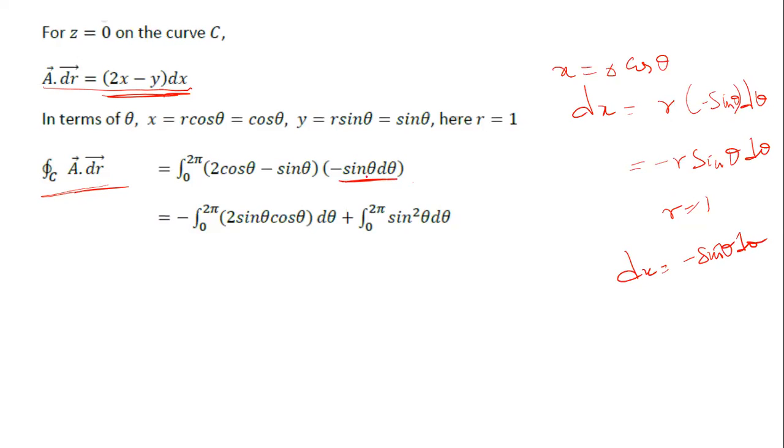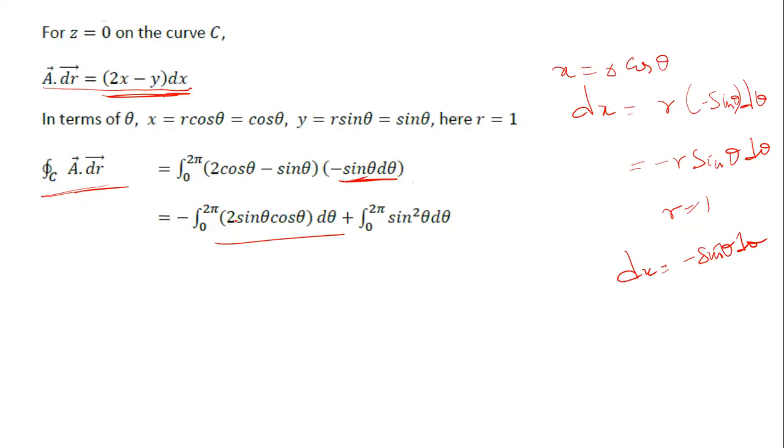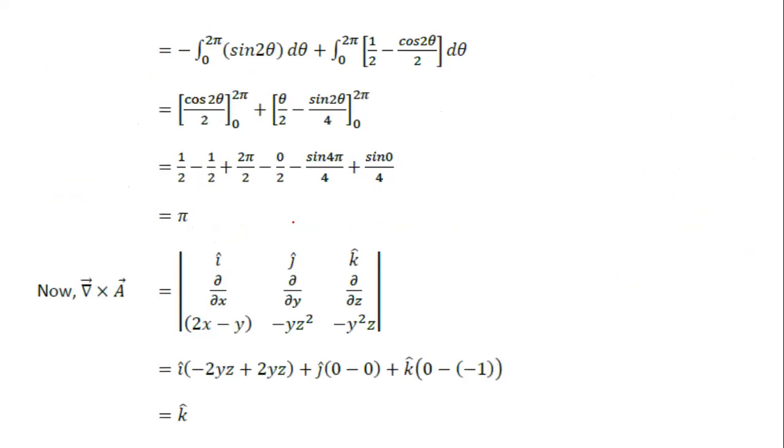So if you just put that over here, we perform the remaining integration. This is simple trigonometric calculus. You perform the integration of this: 2 sine theta cos theta is sine 2 theta. So use your trigonometry and calculus knowledge to perform the integration. The integration of sine 2 theta equals minus cos 2 theta upon 2, like that. If you continue, eventually you will get pi, right?